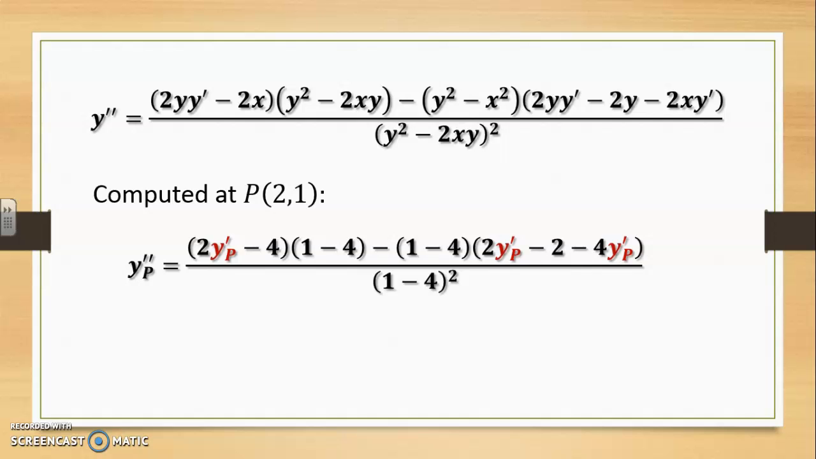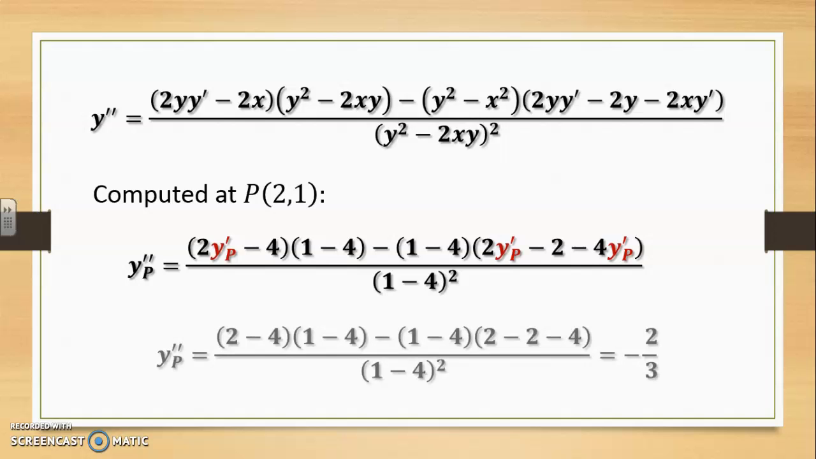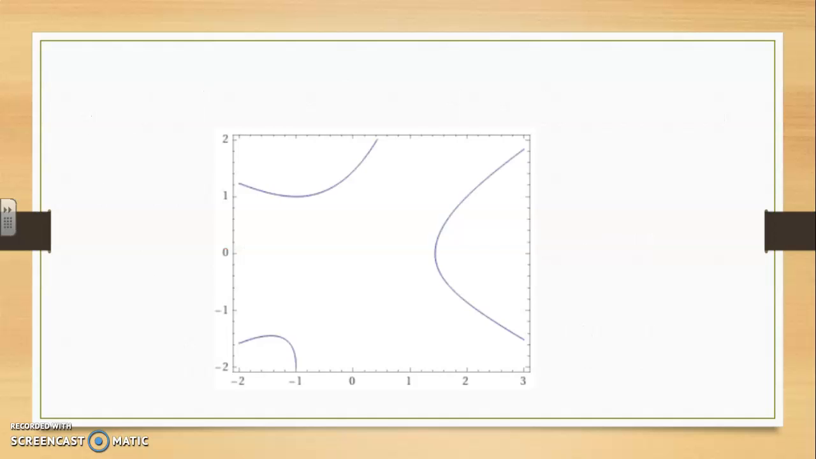Inserting that into the result we have in front of us, we'll find that y prime prime at P is minus 2/3. So what does this mean graphically? We have a y prime equal to 1 at P, so the function is increasing. Y prime prime at P is minus 2/3, so a negative second order derivative means concave down. Let's see if that can be seen graphically.